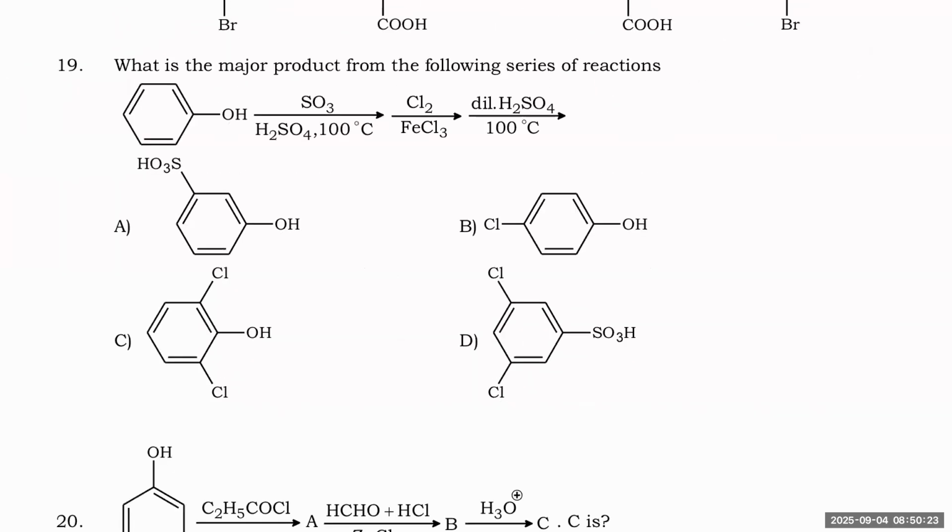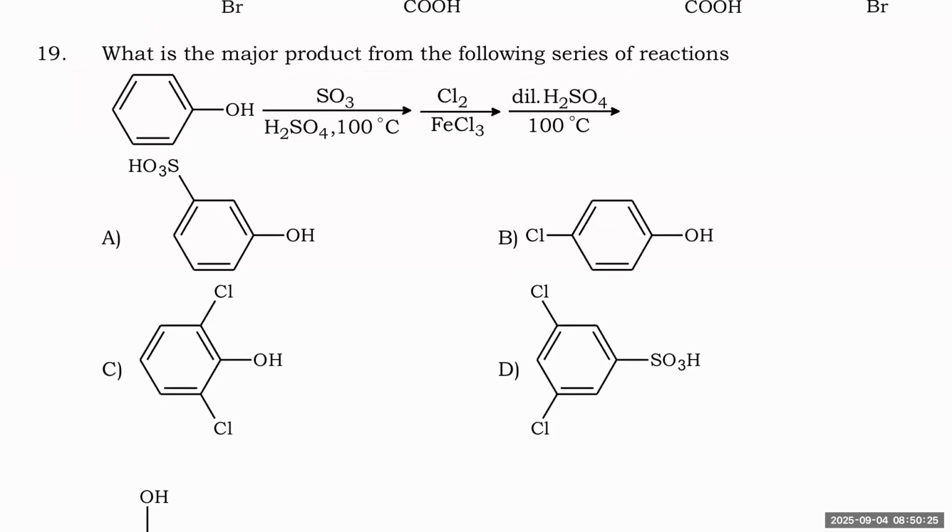What is the major product in the following series? See, first one here is sulfonation. When you do sulfonation here, what do we expect? We'll get this as SO3H, because if you check, the temperature is given as 100 degrees, so TCP is favorable. For sulfonation, para is TCP.